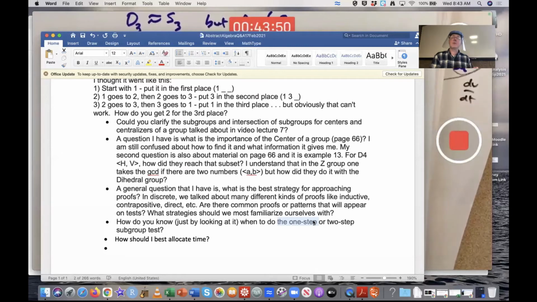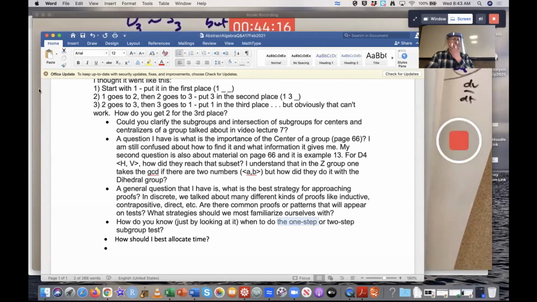There is the finite subgroup test. You can only use it when the group is finite, where you can just check closure under multiplication. You don't even need to bother with inverses if the group is finite. It will automatically follow that it'll be closed under inverses. Kind of an amazing thing, actually. But that's only when the group is finite.